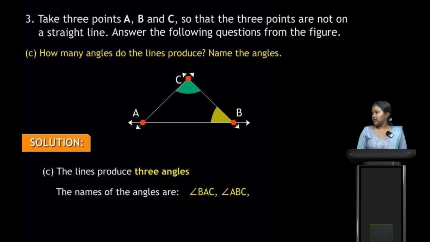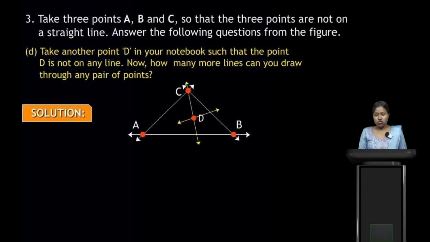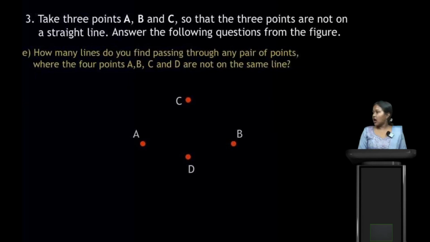The next question is, take another point D in your notebook such that the point D is not on any line. Now, how many more lines can you draw through any pair of points? Let's try. Okay, here is another point D, and D is not lying on any line, you can see. Now they are asking how many more lines can you draw through any pair of the points. So how many are possible, my dear students? Yes, 3 lines are possible.